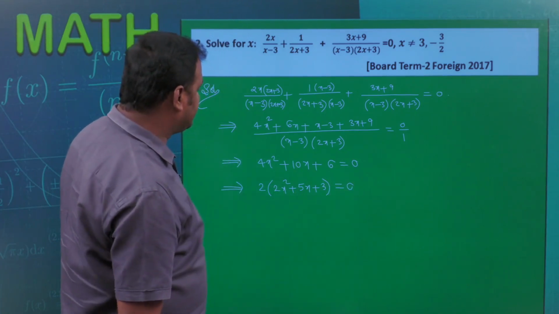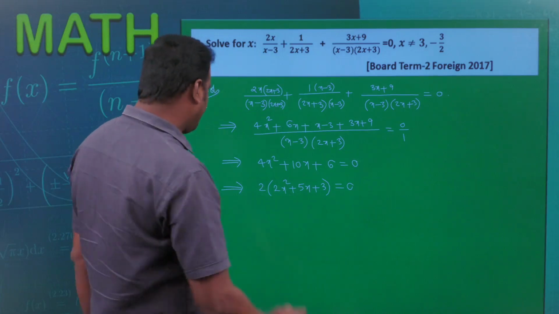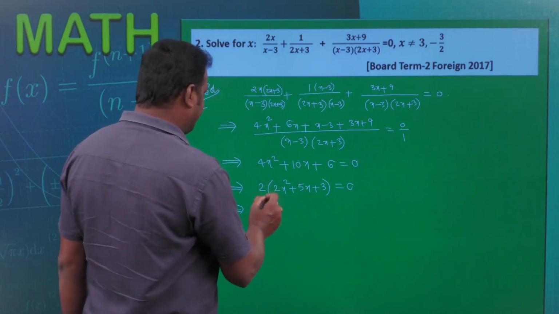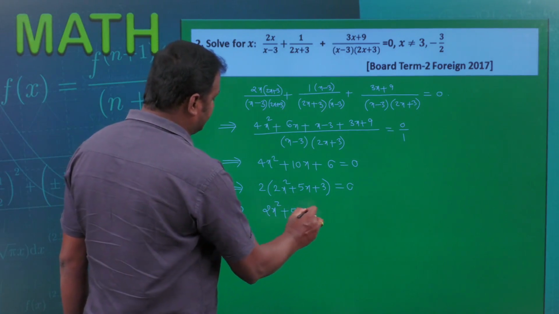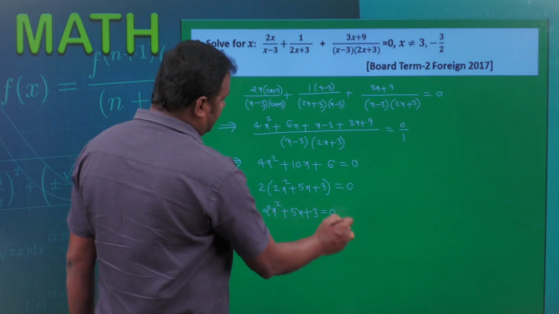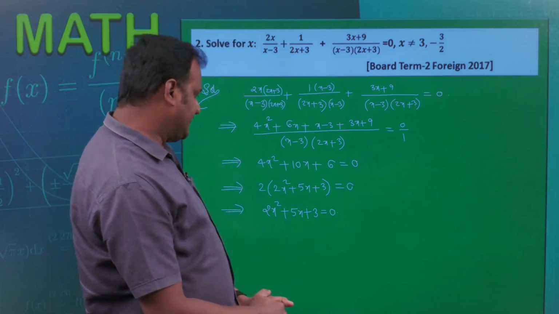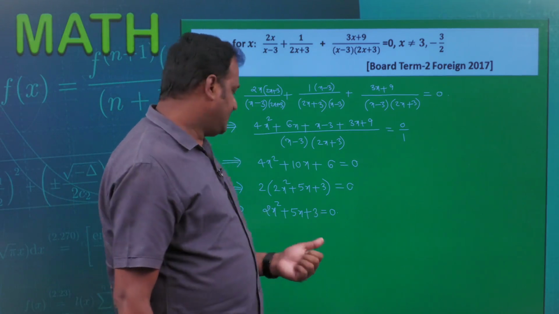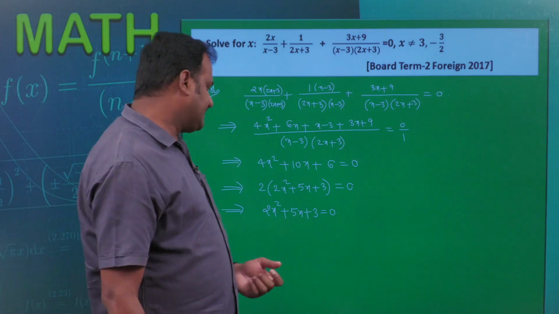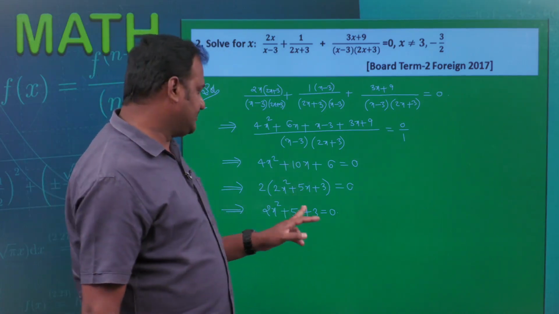I think everything is positive here, right? 2x square plus 5x plus 3. That implies 2 cannot be 0. Remaining 2x square plus 5x plus 3 is equal to 0. Is it possible to find out the factors by using the splitting middle term method? See here, 2 3s are 6. If 2 3s are 6, what are the factors of 6? 6 1s are 6, 2 3s are 6. Again 2 plus 3 is equal to 5.